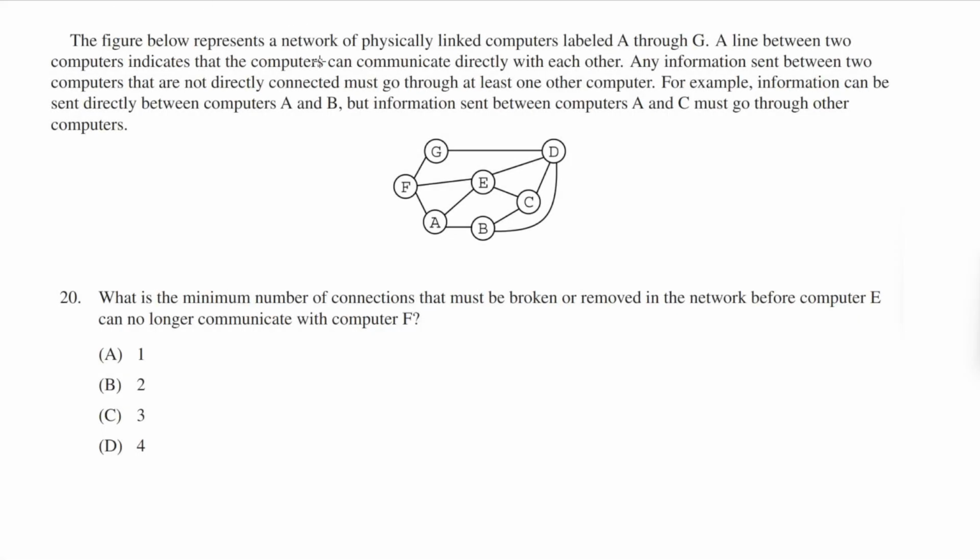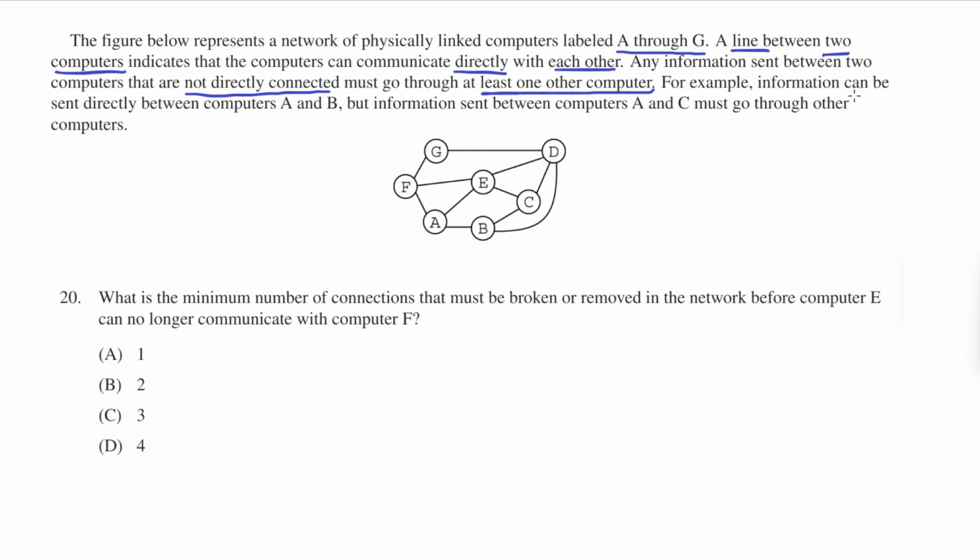The figure below represents a network of physically linked computers labeled A through G. A line between two computers indicates that the computers can communicate directly with each other. Any information sent between two computers that are not directly connected must go through at least one other computer.